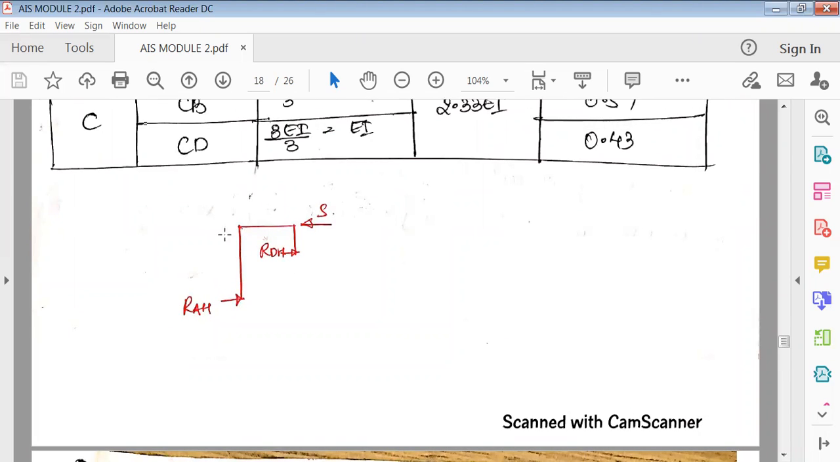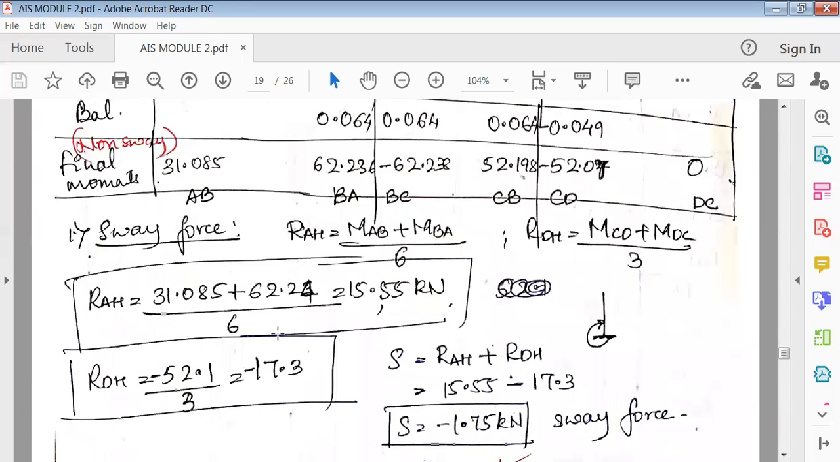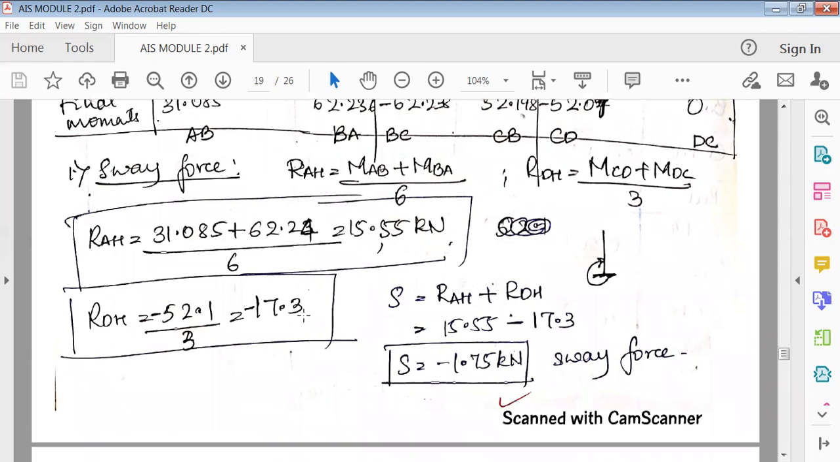So here we're going to find two moments, that is MAB and MBA. There are two moments only acting here. So if you want to find RAH, that is nothing but MAB plus MBA divided by total length of this column. Same thing that we have used before in the slope deflection method. So if you want to find RDH, it is MCD plus MDC divided by length of that member. So RAH is equal to, substitute the values that you have got here. You already found out all the values. You got RAH as well as RDH. So both you have got.